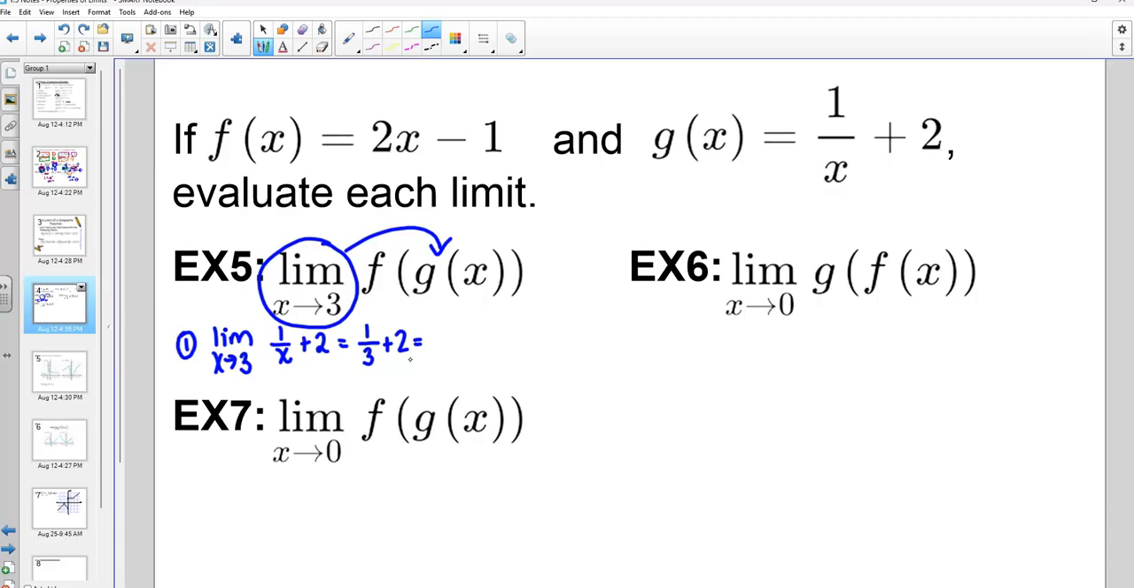If you can plug the number in and it gives you a real number, it doesn't give you 0 over 0 or 7 over 0, something that's undefined. If you get a defined number, that's the answer. So it makes it pretty simple to do this. 1/3 plus 2 is the same as 1/3 plus 6/3, which is going to give you 7/3. Now that's just step 1, because that is just the value of the limit as x approaches 3 of g.